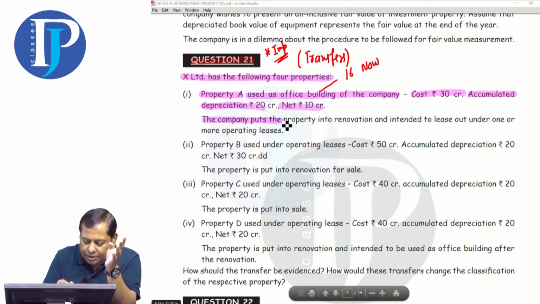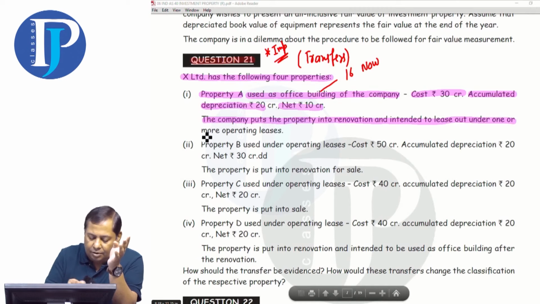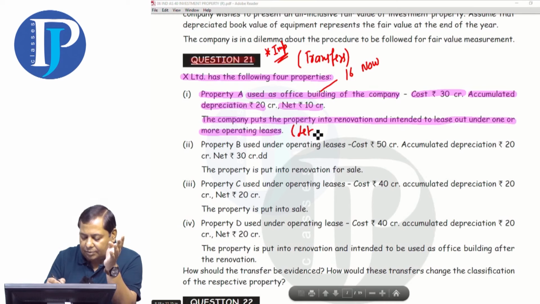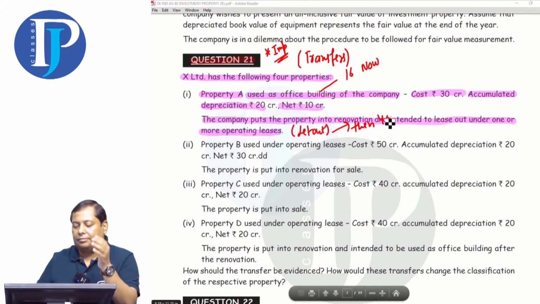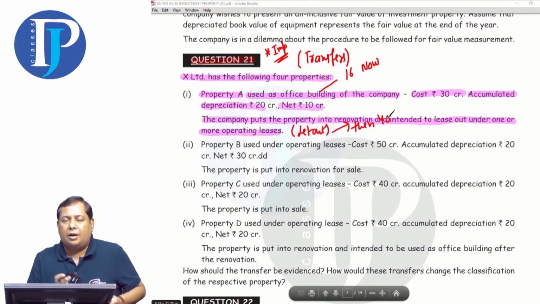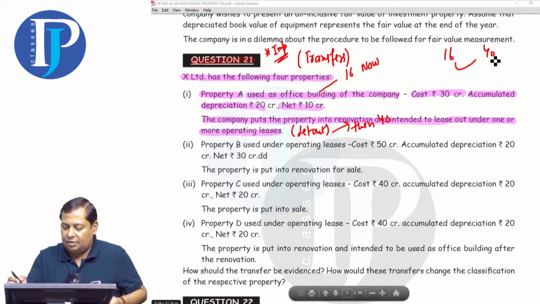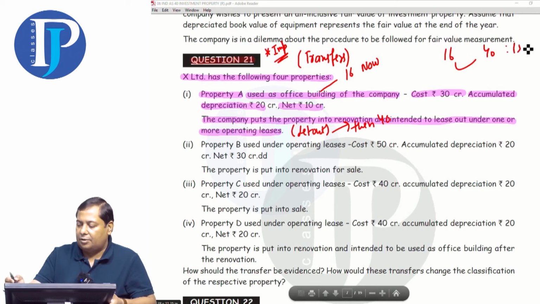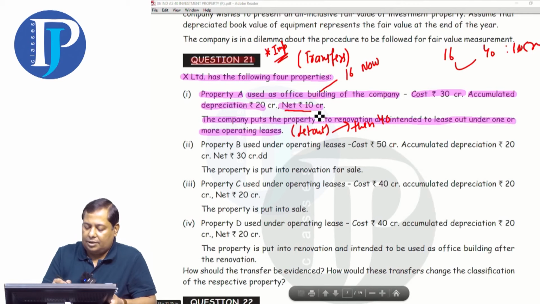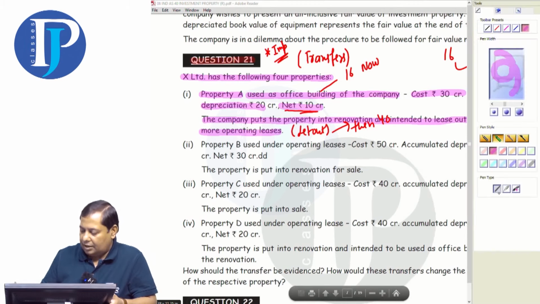What happens now? The company puts the property into renovation and intends to lease it out under one or more operating leases. Operating lease means we will let it out. If we let out, then this will go under Ind AS 40. It's the first case. The property is in 16 now and will go to 40 as it's going to be an operating lease. So this case has gone from 16 to 40. And the value is 10 crores. It's the carrying amount.